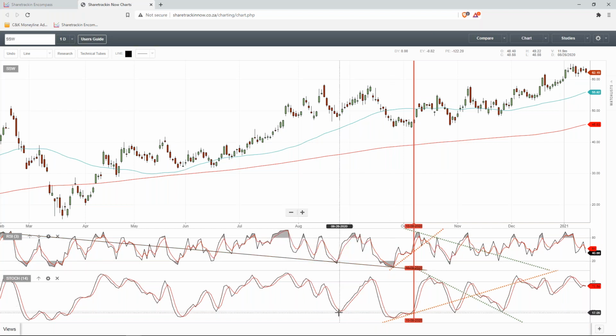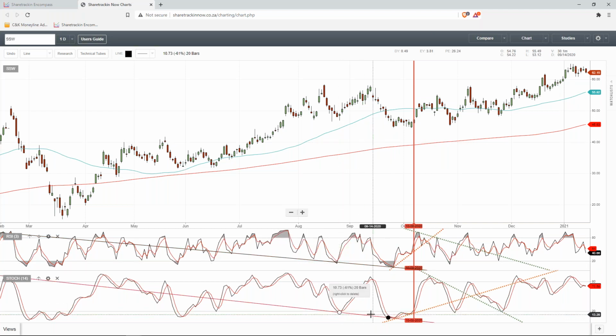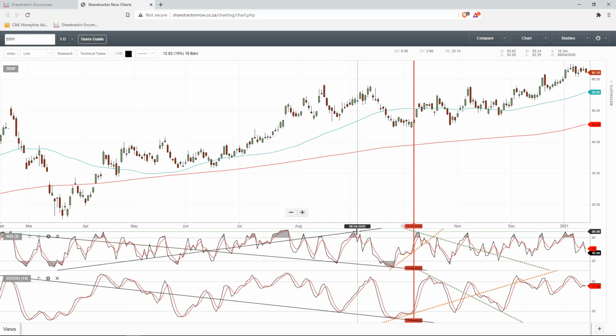Same in your stochastic, exact same thing. We had a diverging trend over here. All right, over here we had a converging trend. And over here we had a converging trend.